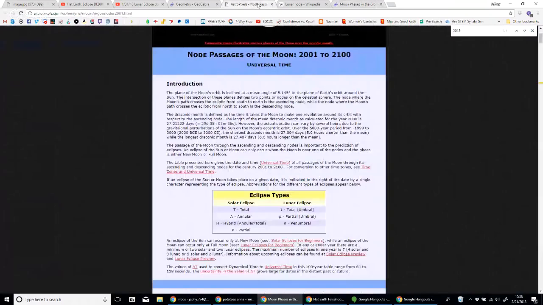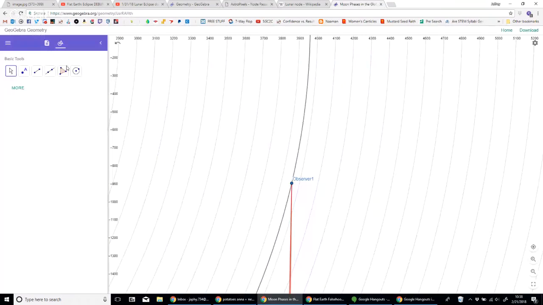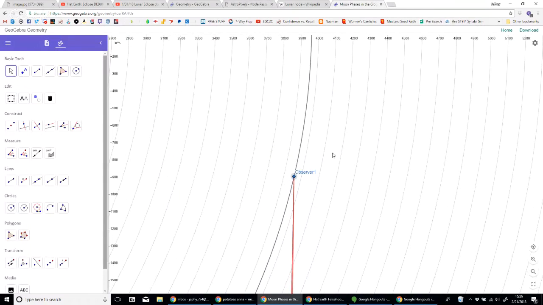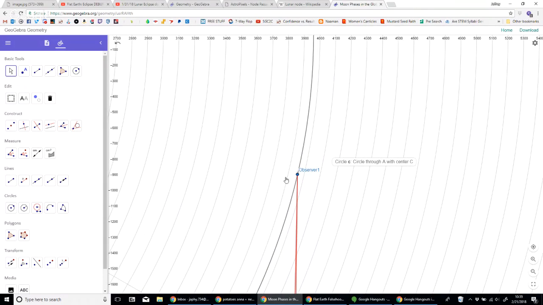And my browser is crashing. That's cool. No, that's okay, guys. There we go. Okay. Yeah, GeoGebra is crashing on me right now. It's not responding quickly enough. So I'll keep talking. There we go.